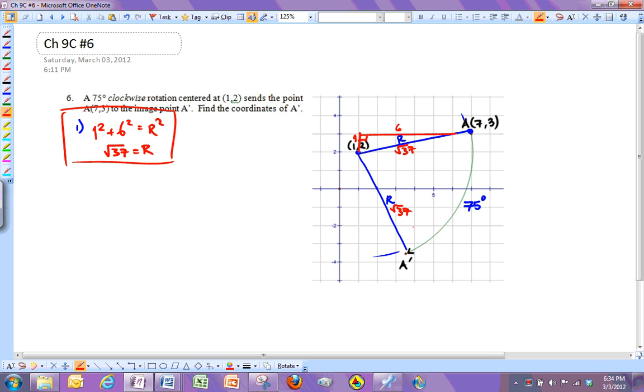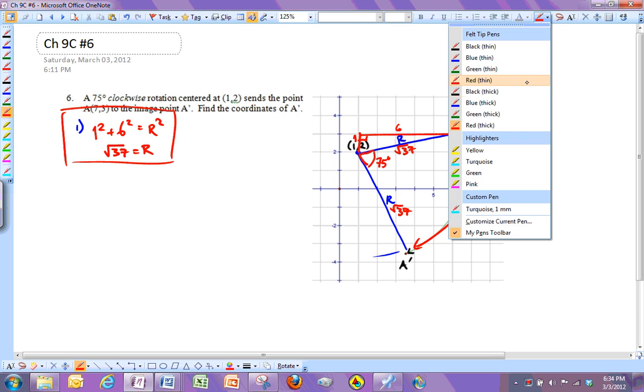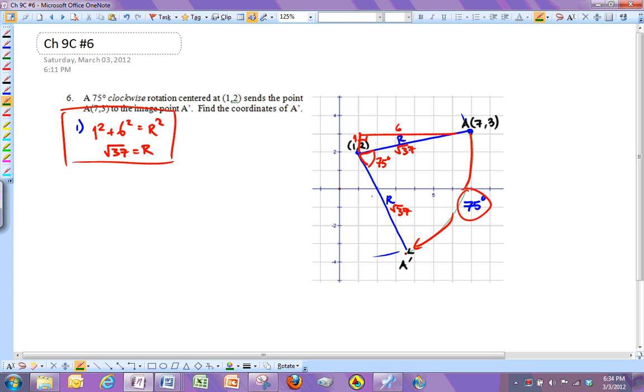I need to figure out, well, why is the 75 useful? Well, that's the arc that it carves out. And this part right here is the central angle, so this is also 75 degrees. The goal is to get where A prime is. Since I'm starting at 1, 2, if I could figure out how far down and how far over to go, I could just count from 1, 2.